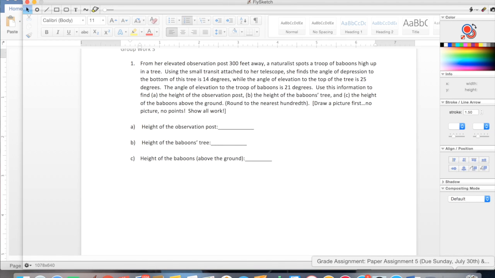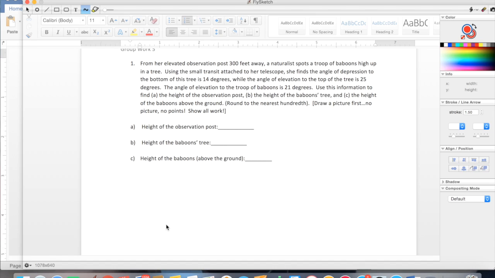Okay, so basically with this one, as long as you have the correct picture, then most people usually do pretty well with it. I think it's coming up with the correct picture that's the hardest part. So let me see if I can help you with that. We're just going to start by reading through here.